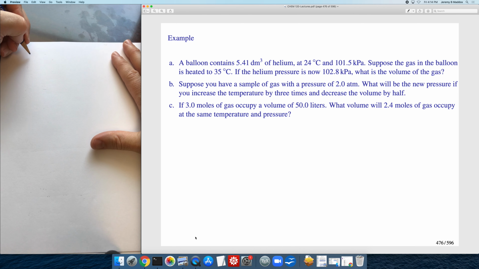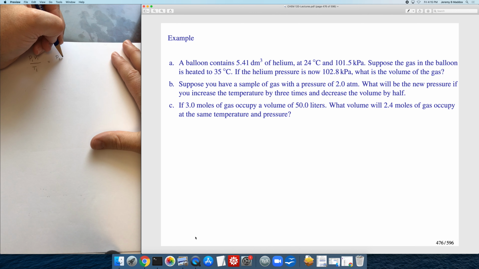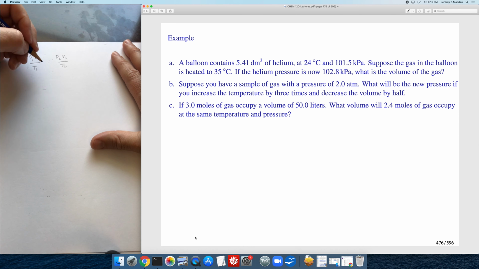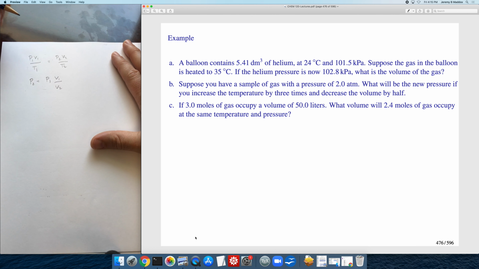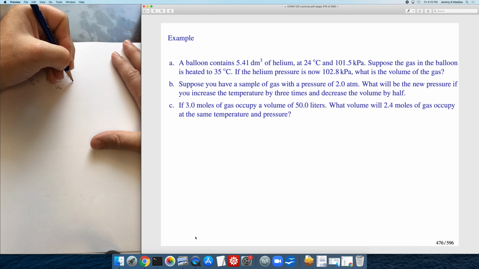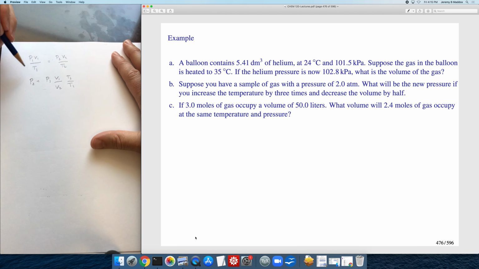Okay, so it is a combined gas law problem. Pressure, volume, and temperature are changing, and they want to know what is the final pressure. So they're asking you to solve for P2. We can algebraically set that up. P2 is going to be P1 times V1 over V2 and T2 over T1. Okay, so that's the algebra.